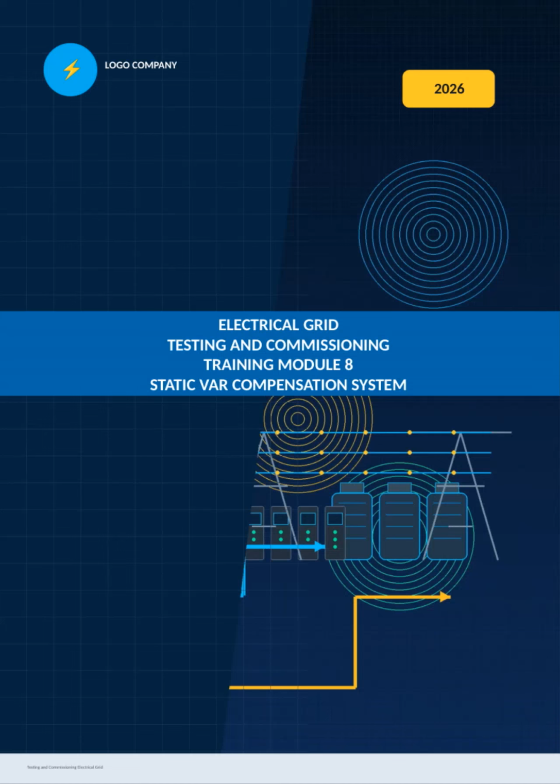Welcome to Training Module 8 on Electrical Grid Testing and Commissioning. Today, we're focusing on the Static VAR Compensation System, a key technology used to improve voltage stability and power quality in the grid. This module is designed to equip you with the essential knowledge and practical skills needed for effective testing and commissioning of these systems. Let's dive in and explore how static VAR compensation enhances grid performance.